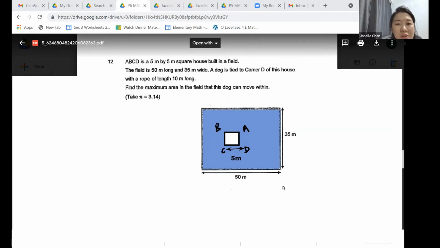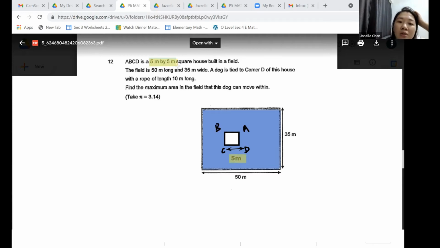There's ABCD, a 5 meter by 5 meter square that is drawn in a white space. So ABCD is 5 meter by 5 meter. This is the information given by the question. So we have 5 meter and 5 meter here, and it's already shown here as well that this is also 5 meter. So I hope that you all can see.